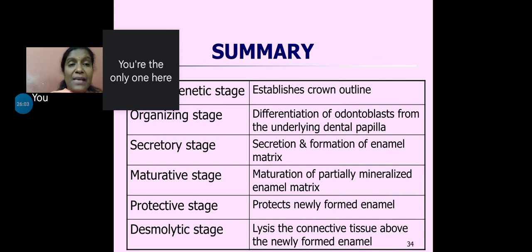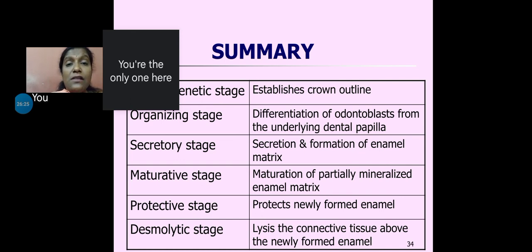So in the summary, what are the 6 stages of life cycle of ameloblast? Morphogenetic stage, organizing stage, formative stage, maturative or mineralizing stage, protective stage, and desmolytic stage. In one word, what happens in morphogenetic stage? The DEJ is established as well as the size and shape of the crown is established in morphogenetic stage.